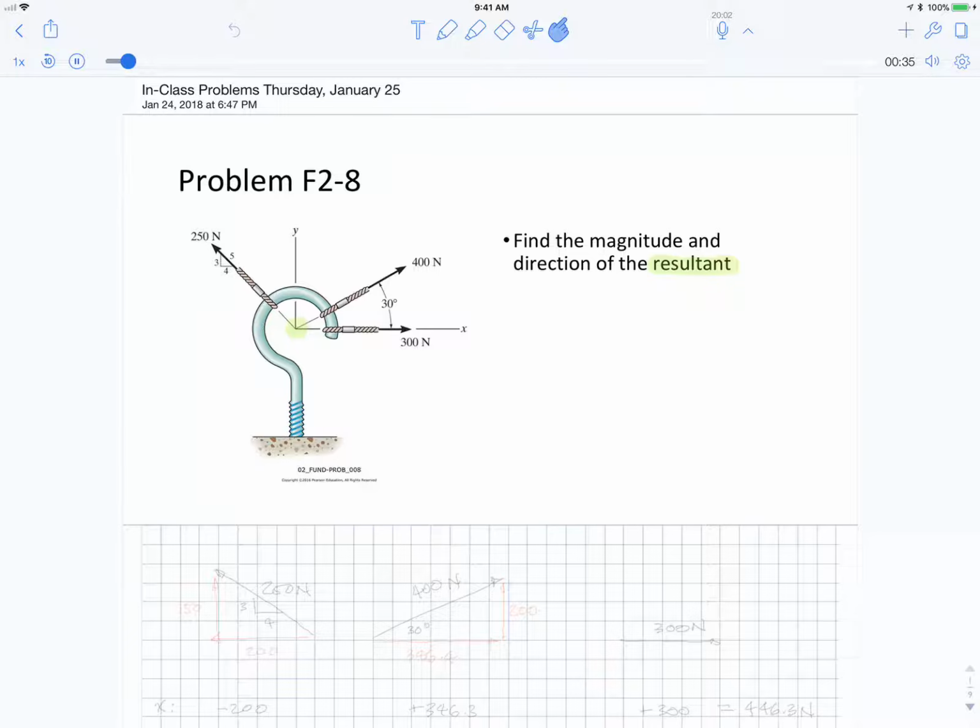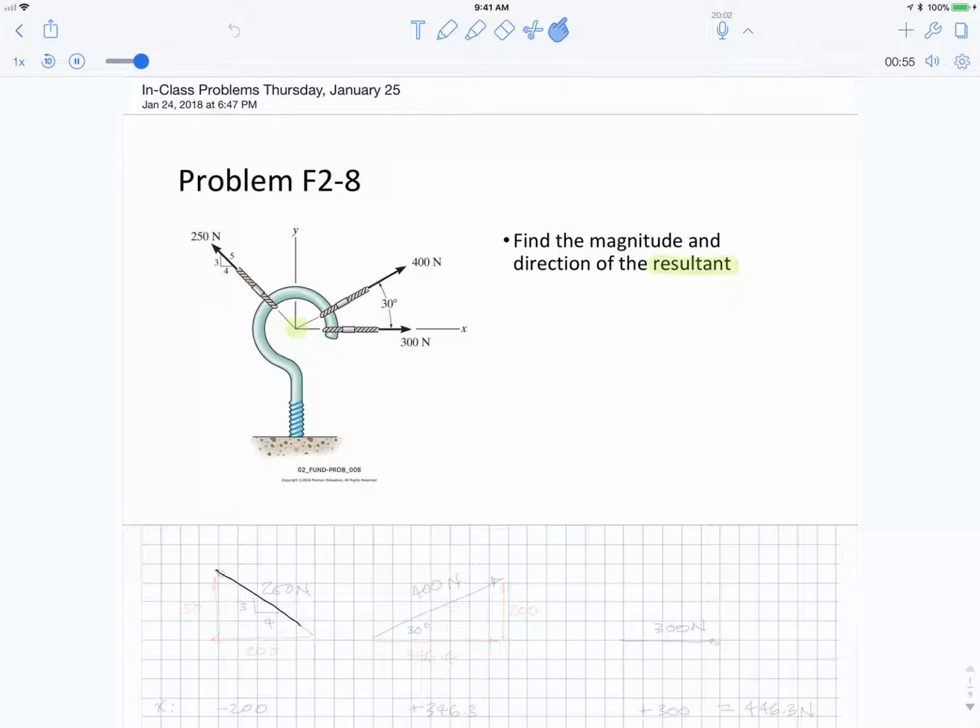And so what I will do is break all these forces into their x and y components, add up all the x's, add up all the y's, and that will be the resultant. I'll use Pythagoras theorem to get the length, and I'll use tangent theta is y over x to get the angle. So here we go.